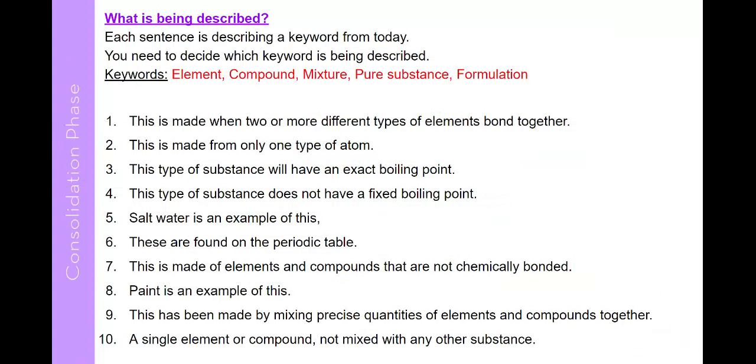Now that leads us on to the consolidation part for the lesson. What I'd like you to do is there are 10 statements on your student worksheet. Each sentence is describing a keyword from today. So either element, compound, mixture, pure substance, or formulation. You need to decide which keyword is being described. So pause this lesson video, complete your consolidation, come back for your answers.